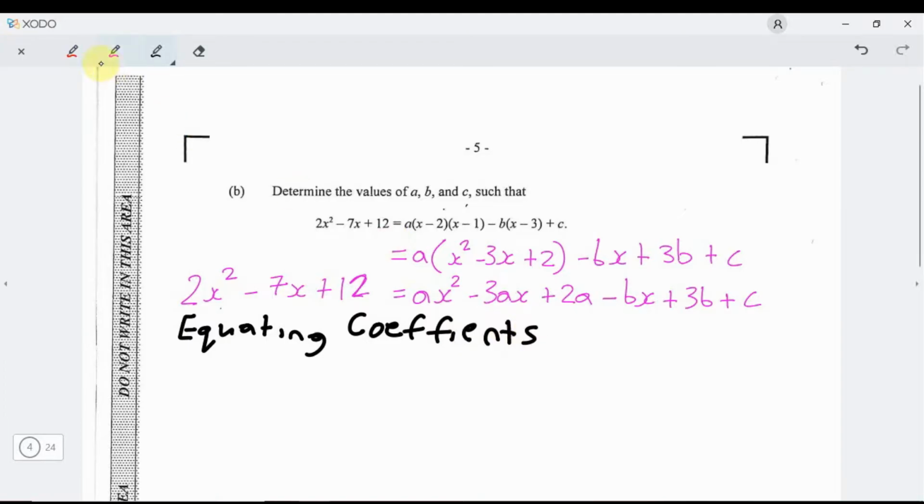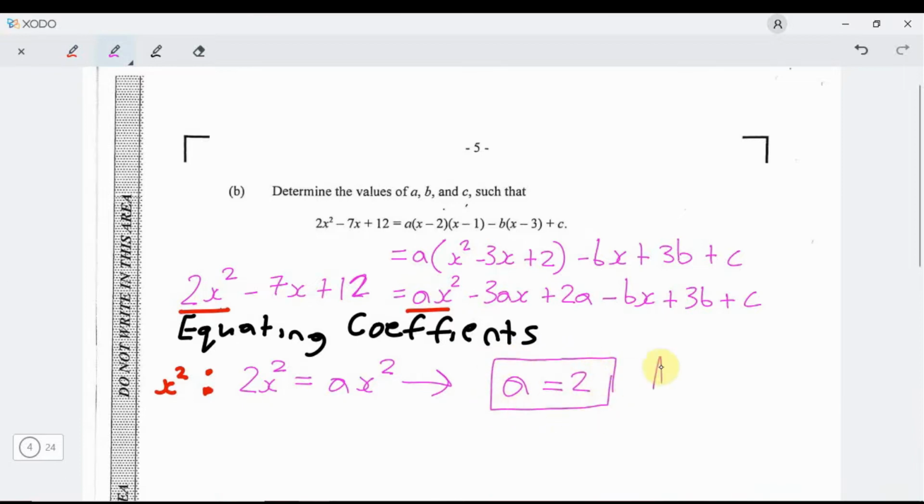So let's start by equating x squared coefficients. If we equate coefficients going with the x squared terms, I'm underlining the x squared terms on the left and the right. So these are our x squared terms, right? There's only one x squared term, so 2x squared must be equal to ax squared. If we divide both sides by x squared, then a must equal 2. So a is 2. So we find A already, very easy.